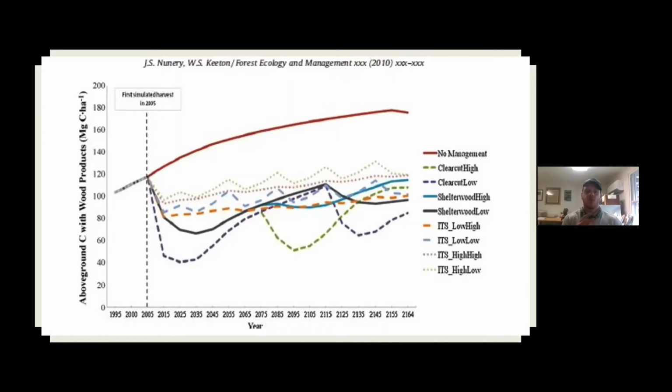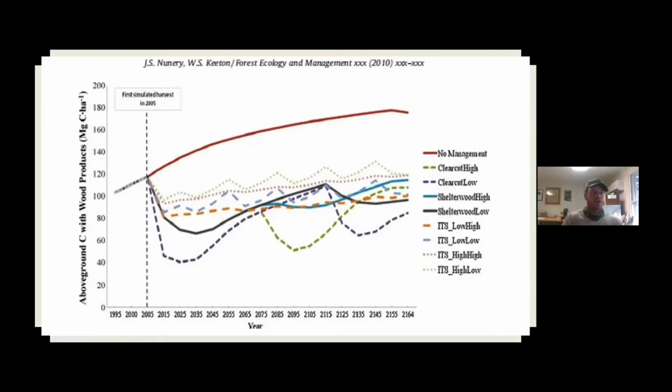A treatment is the way that we manage the forest. And as you can see here, this red line, which is a no management scenario, is sequestering the most above ground carbon. And then you have all these other treatments: clear cut high frequency, clear cut low frequency, shelterwood. These are just different silvicultural techniques, ways that people manage forests, that you don't need to know. But what you do need to know is that a no management scenario has the most carbon being sequestered. What you need to understand is what this graphic really means.